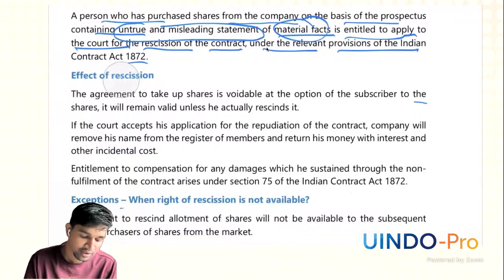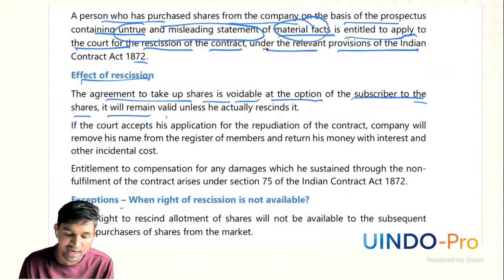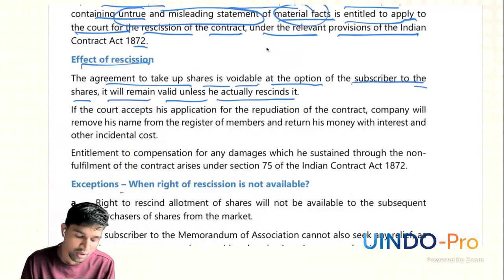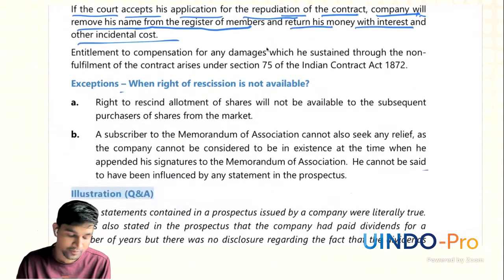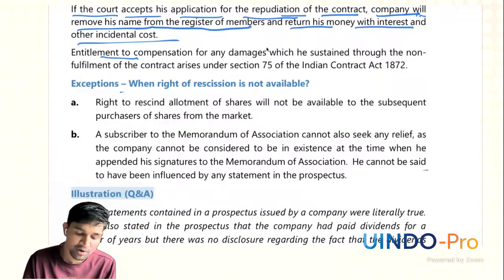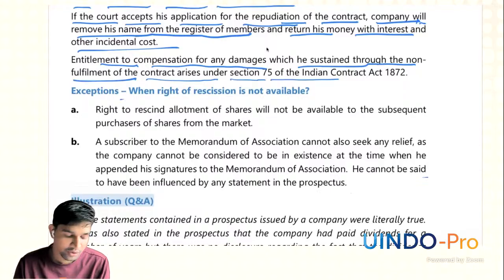Effects of rescission. The agreement to take up shares is voidable at the option of the subscriber to the shares. It will remain valid unless he actually rescinds it. If the court accepts his application for the repudiation of the contract, then the company will remove his name from the register of members and return his money with interest and other incidental costs. Entitlement to compensation for any damages which he sustained through the non-fulfillment of the contract arises under Section 75 of the Indian Contract Act 1872.